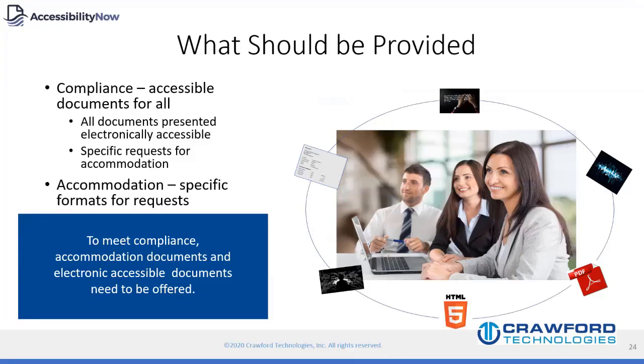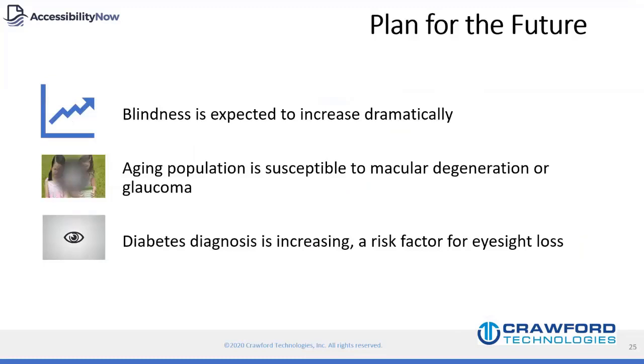And again, why is this important? Well, because we need to plan for the future. Statistics show that the aging population is growing, and they are susceptible to macular degeneration and glaucoma. So this growing population is going to be requiring some sort of accessible format. Blindness is expected to increase quite a bit. So we need to make accommodations for generating documents in an accessible format for everybody.